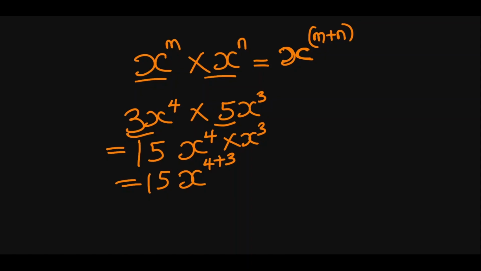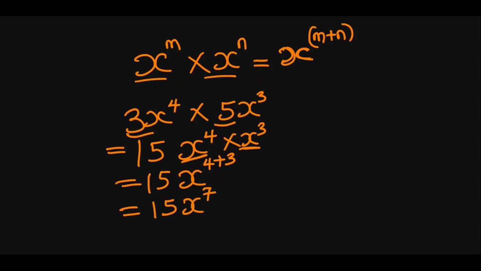Why? Because this x and this x are the same. They have the same base. That is, this x raised to power 4 and x raised to power 3 have the same base. So because they have the same base and they are multiplying themselves, you can add their powers and retain the base. So the final answer will be 15x raised to power 7.